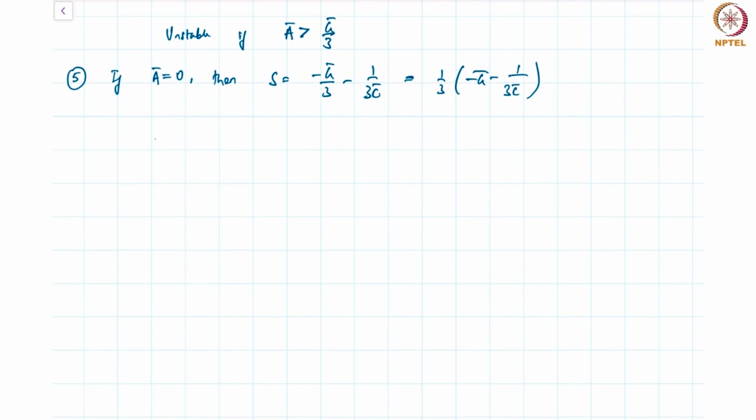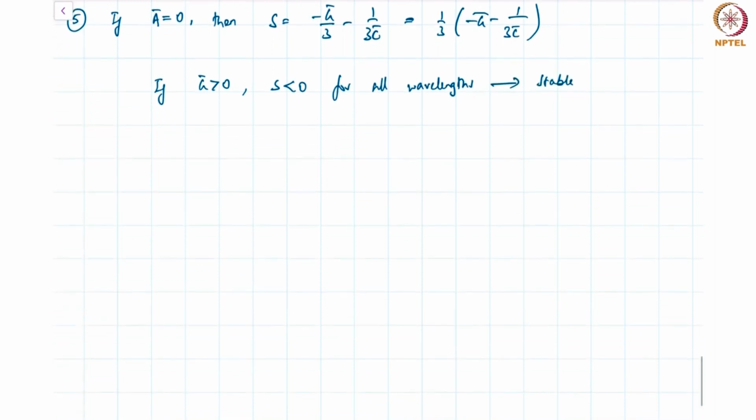Okay. Now, if G bar is greater than 0, then we can immediately say, remember the capillary parameter, that is C bar, is always positive. But the value of G bar can be positive or negative depending on the sign of gravity, or the direction of the gravity vector. If G bar is positive, S is less than 0 for all wavelengths. This is linearly stable, right?